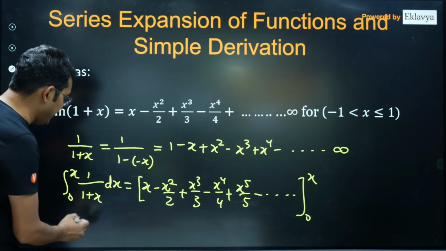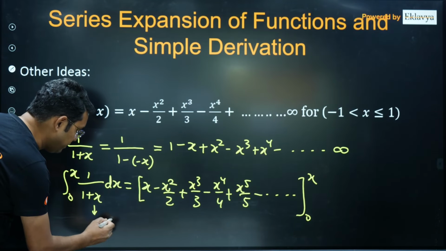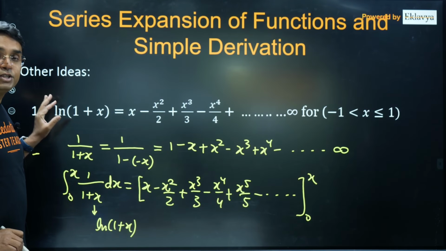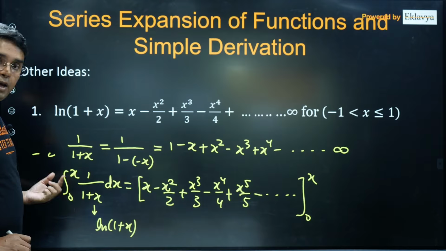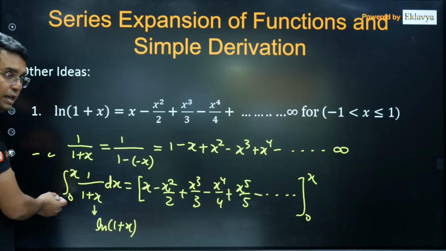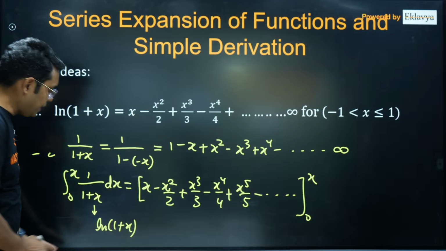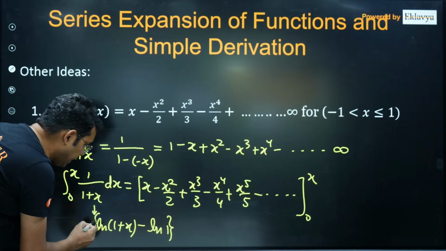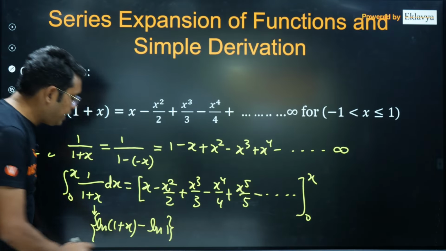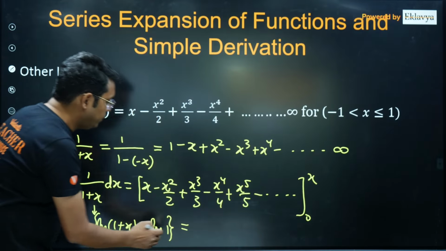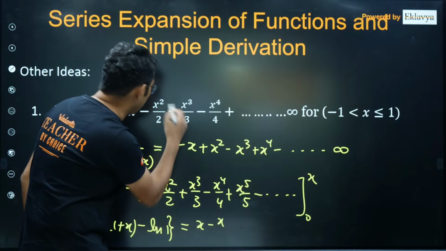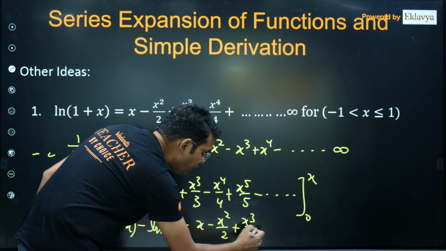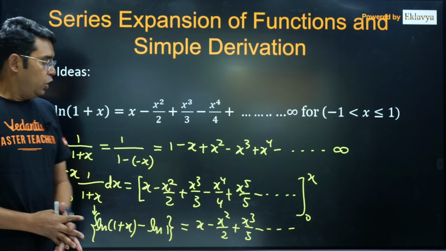We are done because the integration of this is ln 1 plus x, because I thought of 1 upon 1 plus x through differentiation only. So its integration has to be ln 1 plus x, and if you put the limit 0 to x, it will be ln 1 plus x minus ln 1, and ln 1 is 0. So this left hand side is this thing. So ln 1 plus x is equal to what we actually were looking for, x minus x square upon 2 plus x cube upon 3 and so on. Okay, that's it. So very simple.